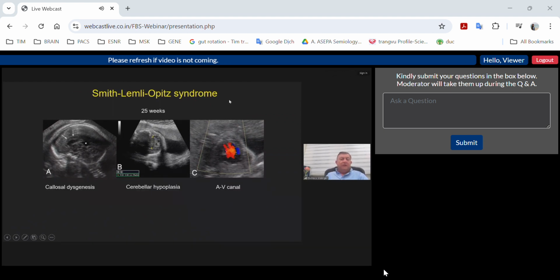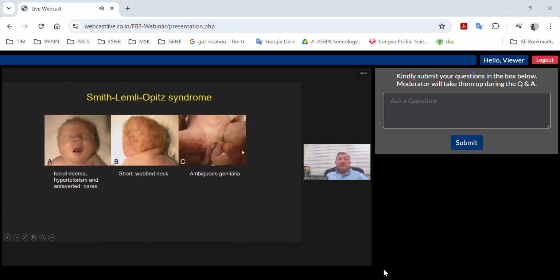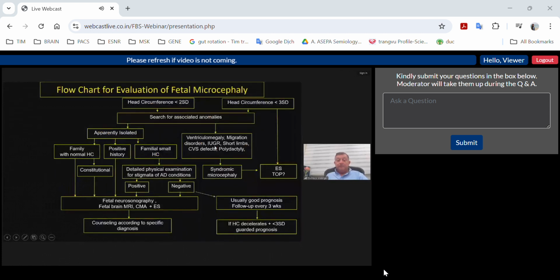This is another case, Smith-Lemli-Opitz syndrome, and you have here callosal dysgenesis, a small cerebellum, an AV canal, with facial edema, hypertelorism, anteverted nares, short webbed neck, and ambiguous genitalia.